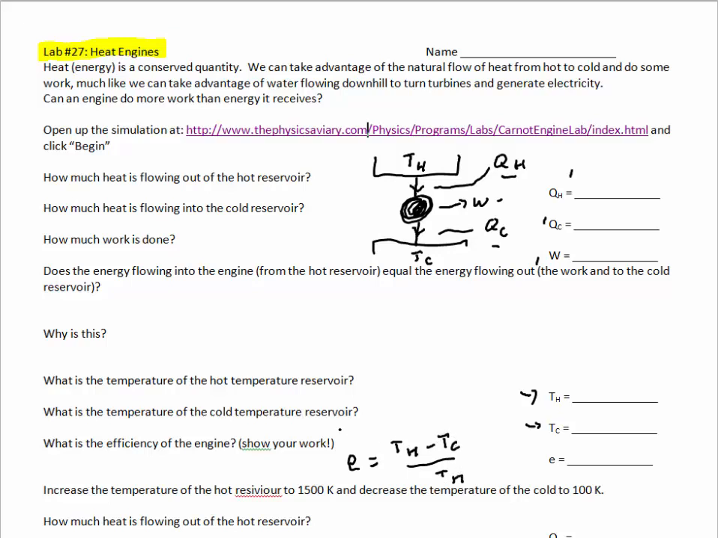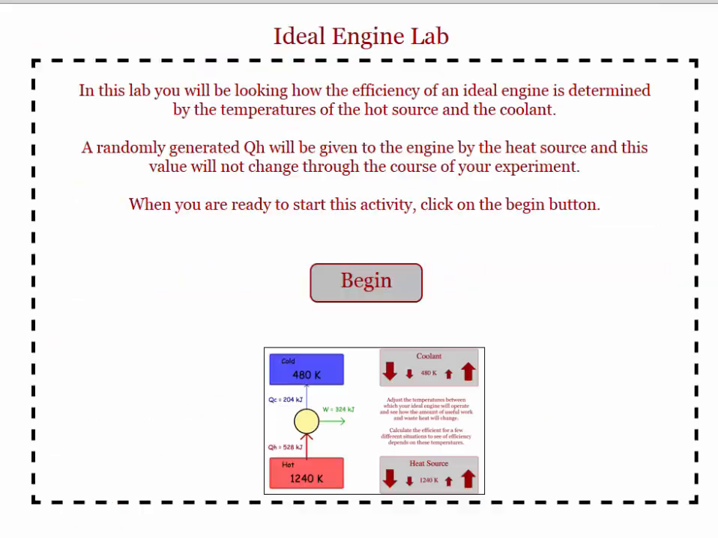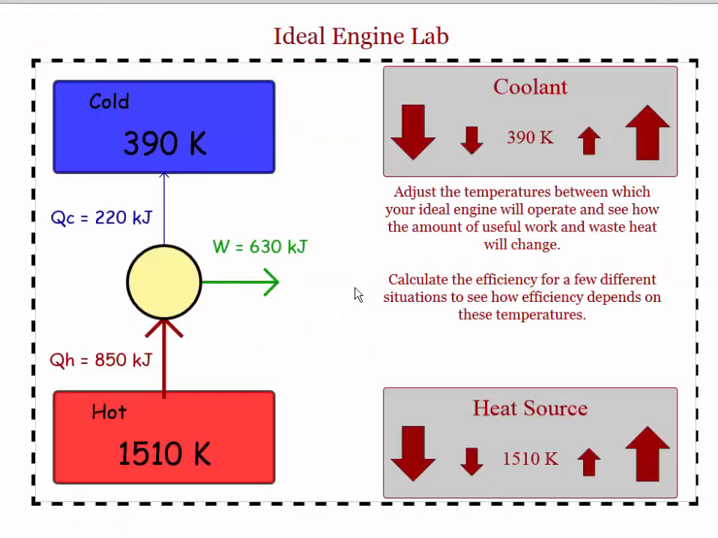So what we're going to do is we're going to pop open this simulation right over here, and we're going to click on begin, and what we can do is we can measure the temperature. Theirs is upside down from mine. I like to think of energies flowing downhill, but hey, I can't control everything. So this is the heat that flows out of the hot, this is the heat that flows into the cold, and this is the work that's done.